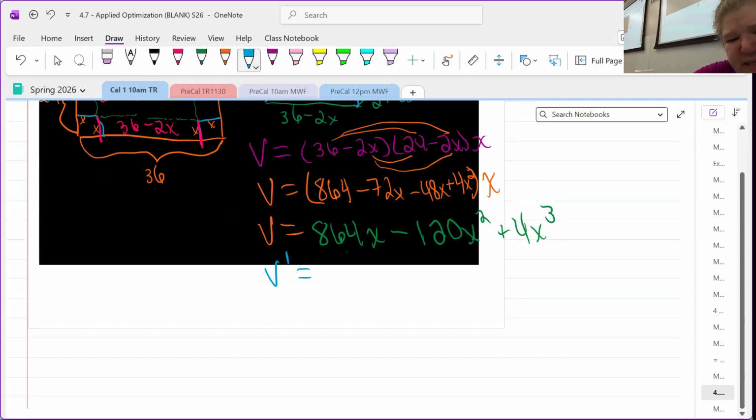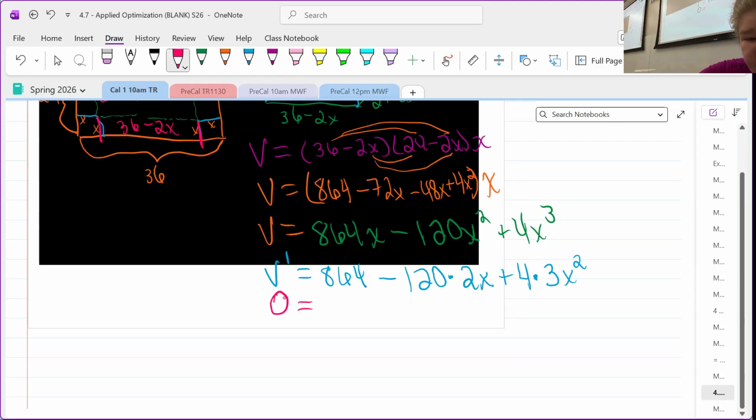So the derivative of 864x will just be 864 minus 120 times derivative of x squared is 2x plus 4 times derivative of x to the third is 3x squared. And we're going to set this equal to 0, and now I have a quadratic. So now I'm going to go to the effort to write it in order. So that's 12x squared minus 240x plus 864.